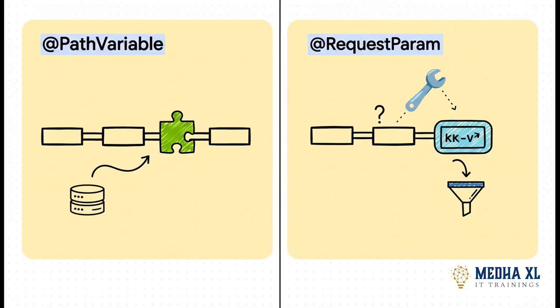On the right, you've got @RequestParam. This is for those optional bits that come after a question mark, which are perfect for things like filtering or searching. Knowing when to use which is a real game changer.